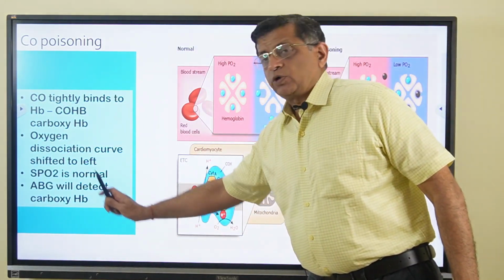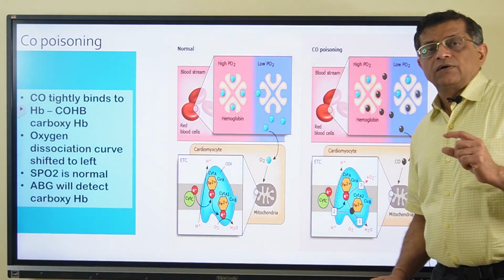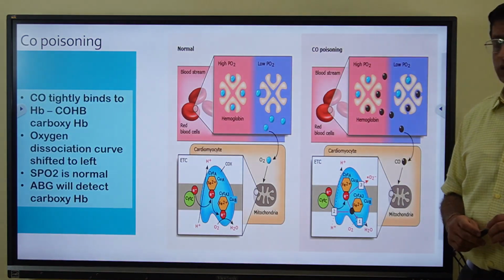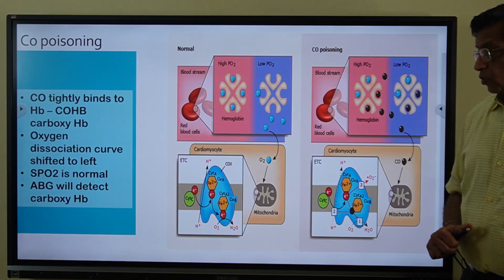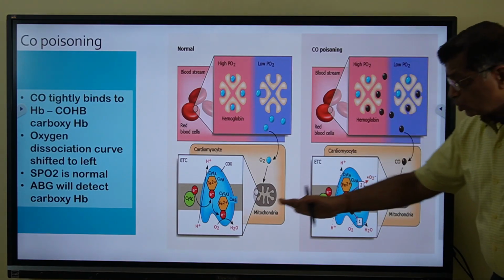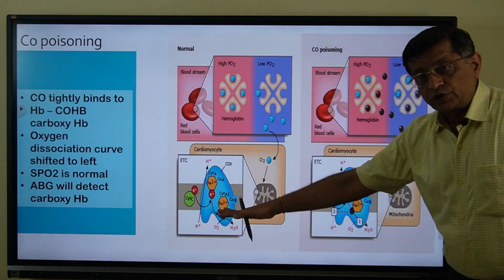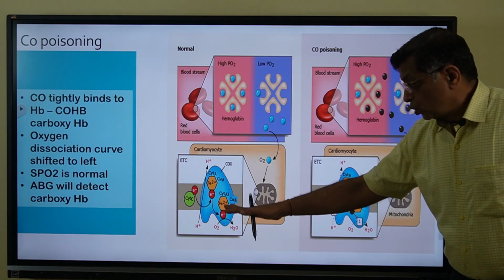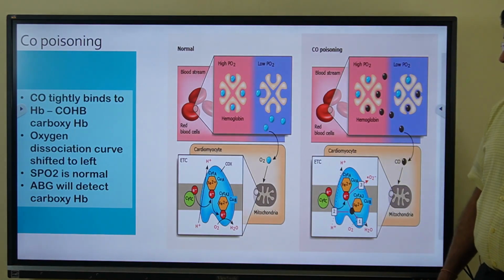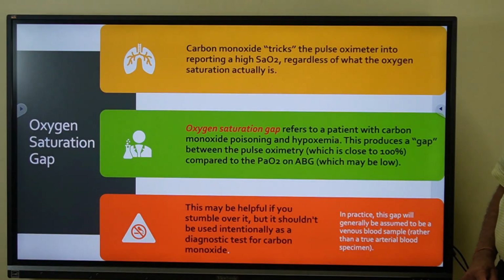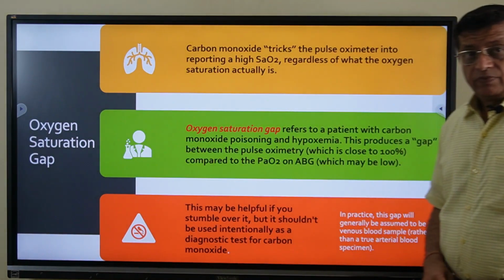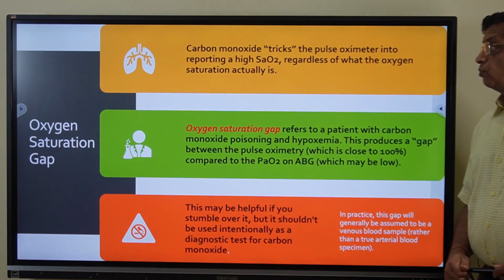ABG will detect carboxyhemoglobin. If the ABG has the faculty of determining the hemoglobin, some ABGs have those electrodes, then they can detect the carboxyhemoglobin. Apart from not detaching from the hemoglobin, it also causes problems in the phosphorylation or the cytochrome system. So both ways it hampers, it also causes tissue hypoxia. So this is called the oxygen saturation gap. This happens in carbon monoxide poisoning.